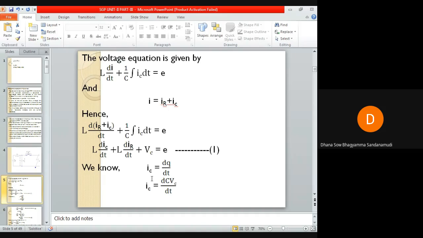And what is IC? IC is the current through the capacitor. The capacitor current can be written in terms of charge, that is d by dt of Q. Q is equal to CV, you already know that. So instead of Q, I'm writing IC is equal to d by dt of C into Vc. As soon as you complete this slide, inform me.